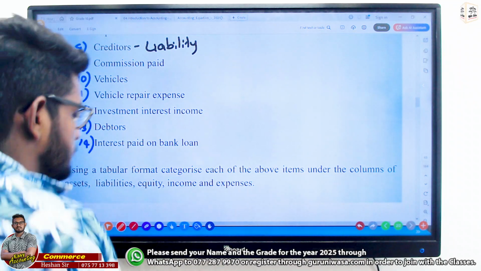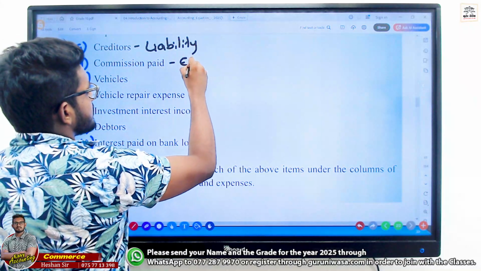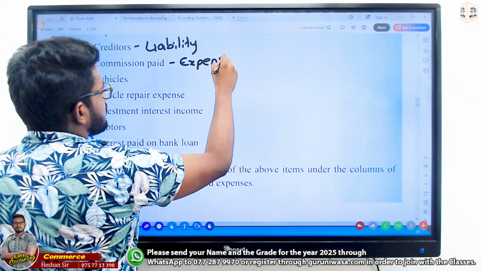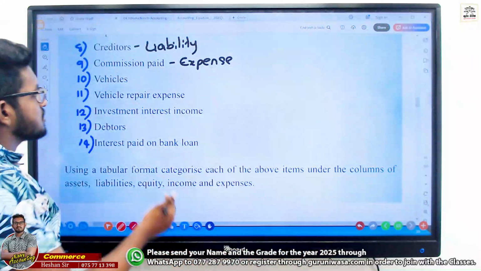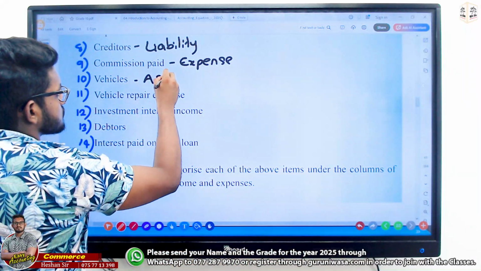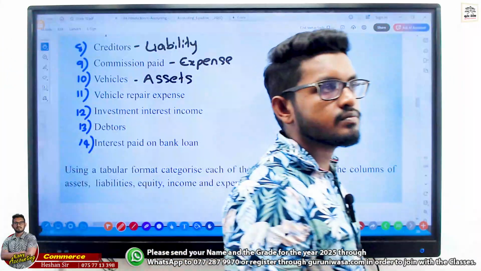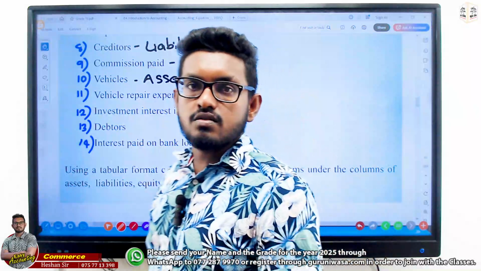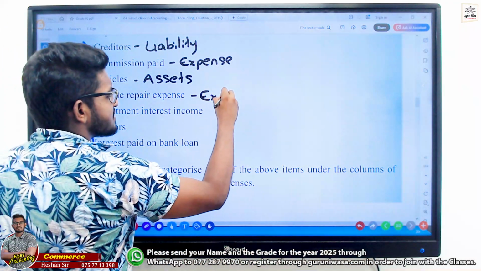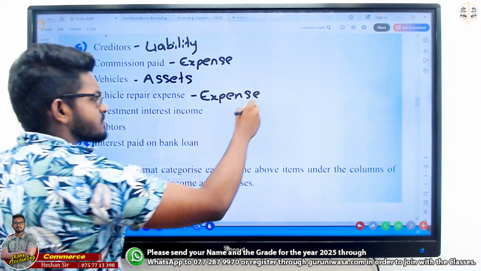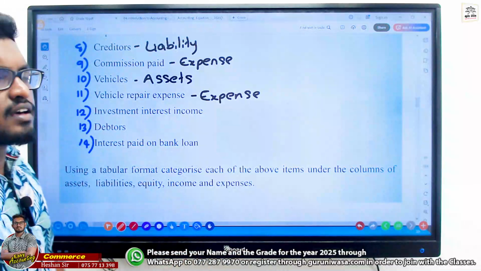Commission paid, expenses, because of the business activity. Vehicles, assets, things that belong to the business. Vehicle repair expense, expenses. When we repair vehicles, it is an expense, a day-to-day business activity, because of the business activity. Business වැඩවල වාහනේ දුවලා ඒක දැන් repair කරනවා.